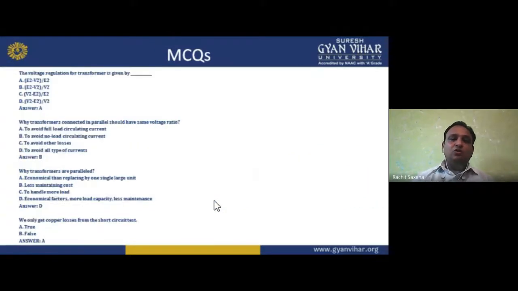Now, the voltage regulation for a transformer is given by option E. Why should transformers connected in parallel have the same voltage ratio? To avoid no-load circulating current, as I told you earlier. Why are transformers connected in parallel? The option is D: economical factors, more load capacity, less maintenance. And the last MCQ for you, my dear students: we only get copper losses from the short circuit test. Is it true or false? It is true. Option A.